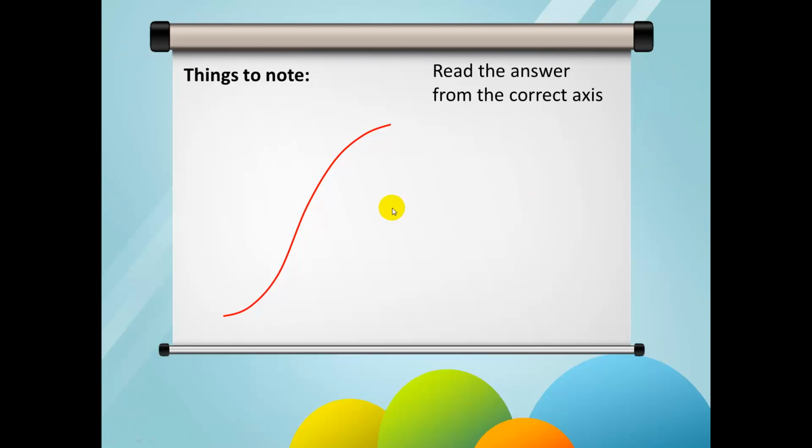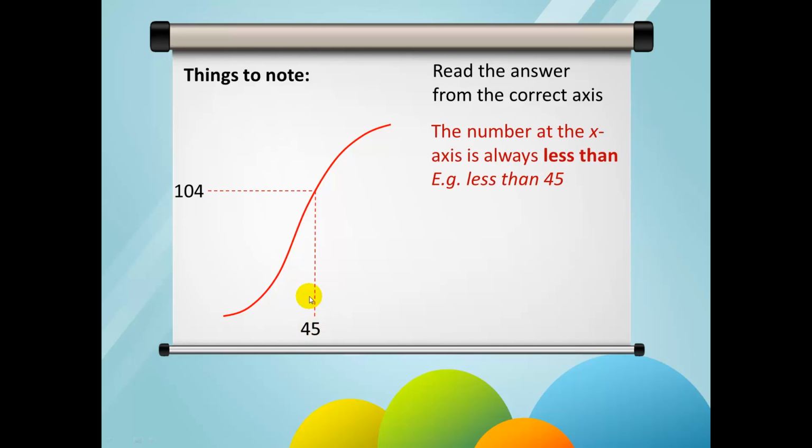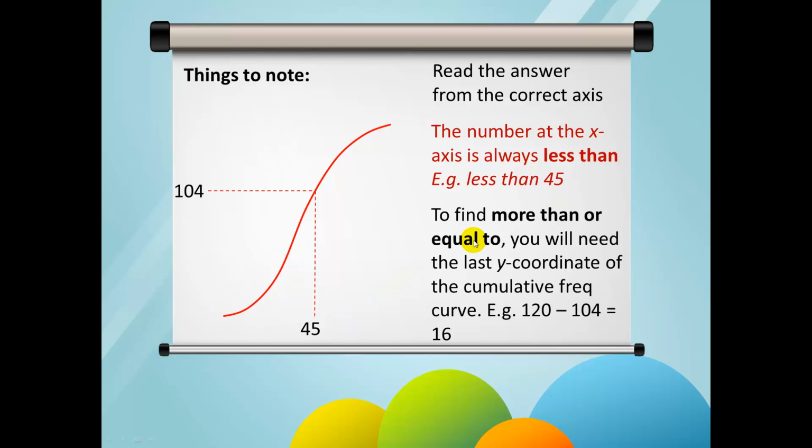In summary, given a cumulative frequency curve, do remember to read the answers from the correct axis. The value at the x-axis is always less than. For example, the value here shows less than 45. To find more than or equal, you always need to use the last cumulative frequency value here from the curve. And hence, to find the quantity that is more than or equals to 45, I will need to use 120 minus 104. Well, that's all for this chapter. Now do remember to highlight the important things that were mentioned here to help you better remember.